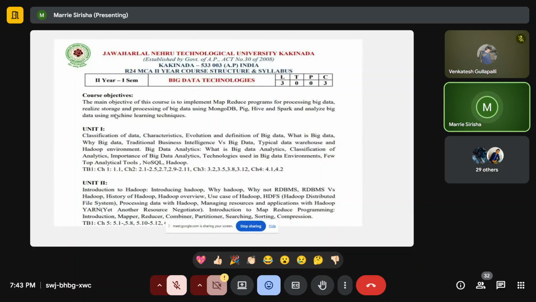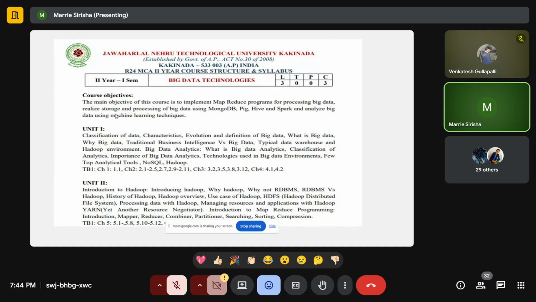That is the programming technique used for processing big data, and realizing storage and processing of big data using MongoDB, Pig, Hive, and big data using machine learning techniques. These, like MongoDB, are database storage techniques. So we are integrating it with machine learning techniques, and we are handling large amounts of data. We are going to learn how we can do this.